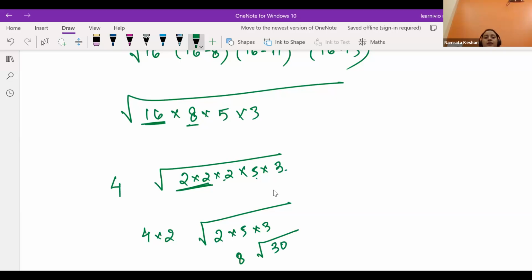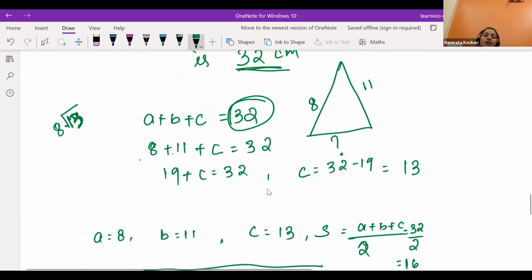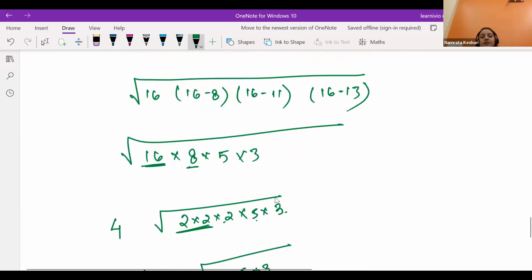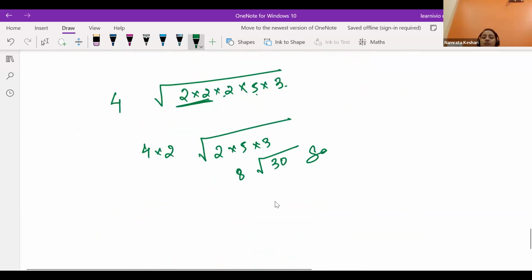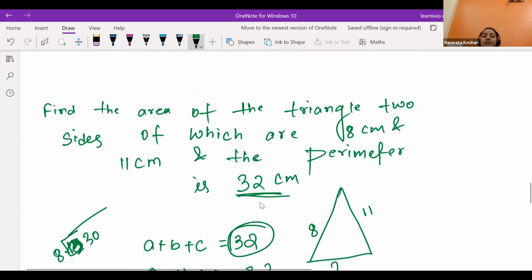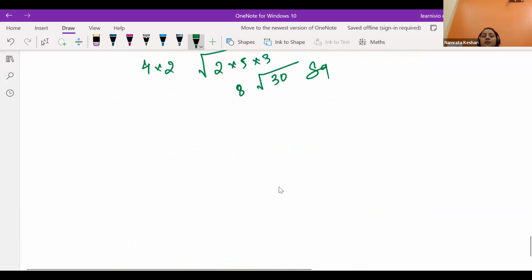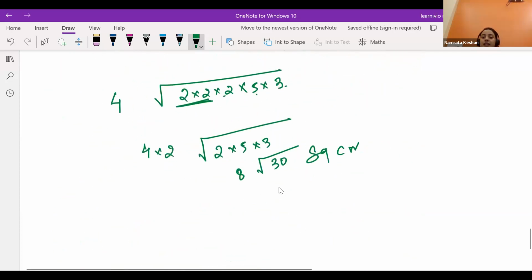root 30. Yes, 30 you said, Arhan, right? Yes, ma'am. Okay, square unit, please write the unit properly, so it is square centimeter. Everyone getting it? Are you getting it? Yes, ma'am. Let me give you a few more questions.